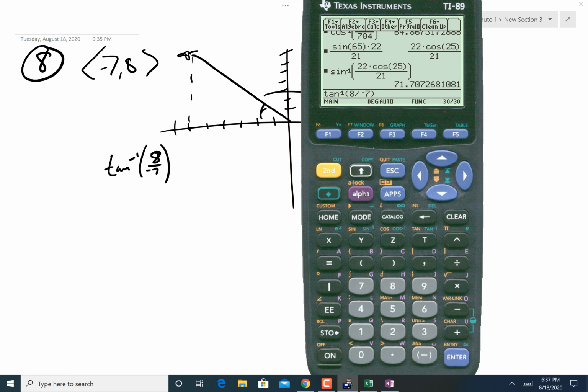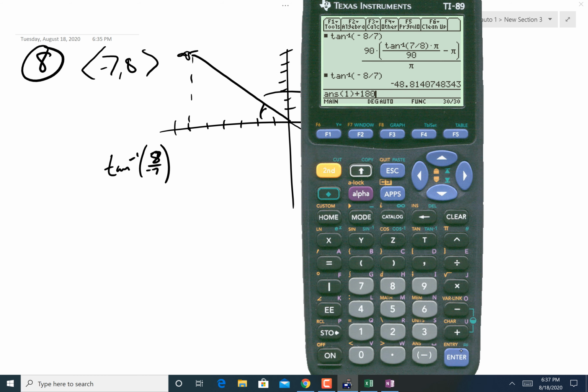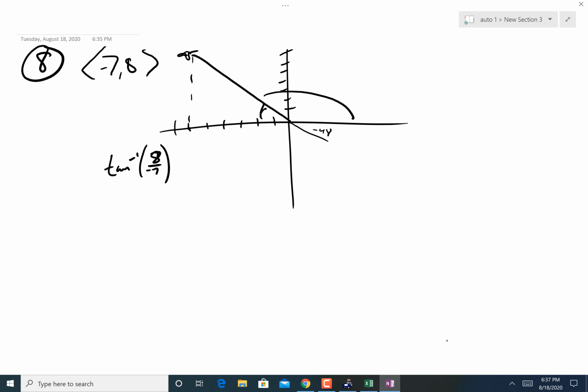But here's the deal. I know this is the right answer. So 48 degrees, you're like -48. That's down here. That's right, it is -48. So what do I do? I add pi to it, or plus 180 in this case. 131 degrees. So this is 131 degrees, which is what you have.